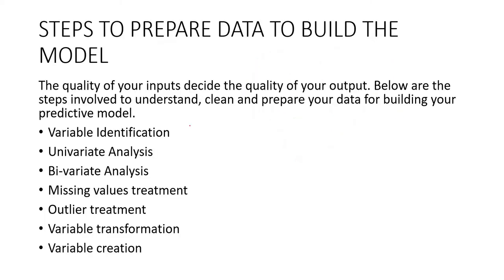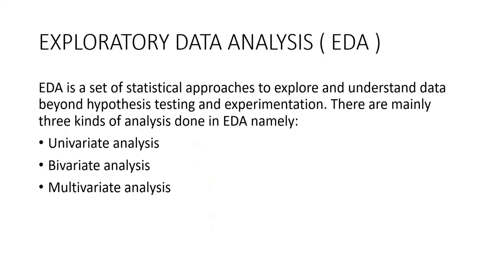These are all the steps we follow as part of feature engineering. The philosophy of feature engineering is that the quality of your inputs decides the quality of your output. So the quality of the input is really important. A data scientist spends 80% of his time in feature engineering. So how you handle these steps is really important. The steps are variable identification, univariate analysis, bivariate analysis, missing values treatment, outlier treatment, variable transformation, and variable creation. These are all the steps.